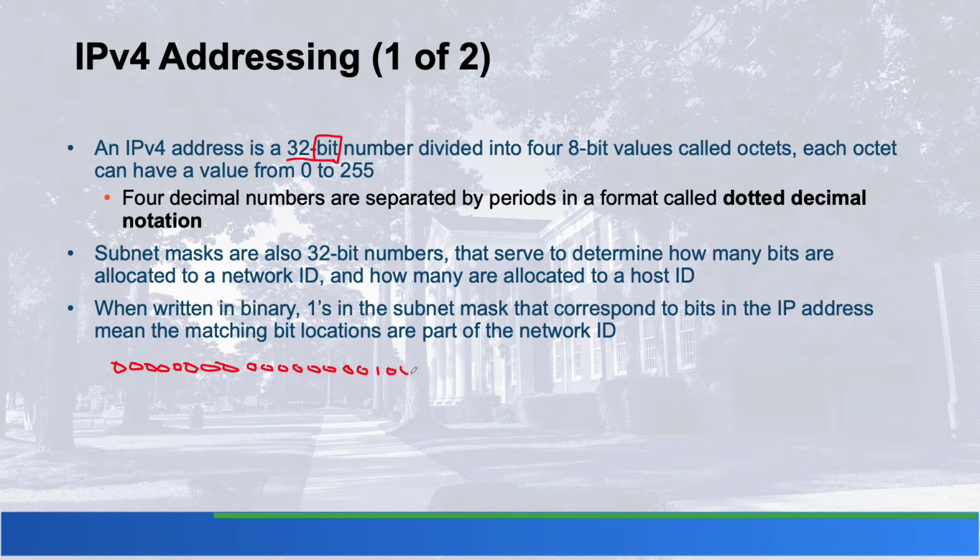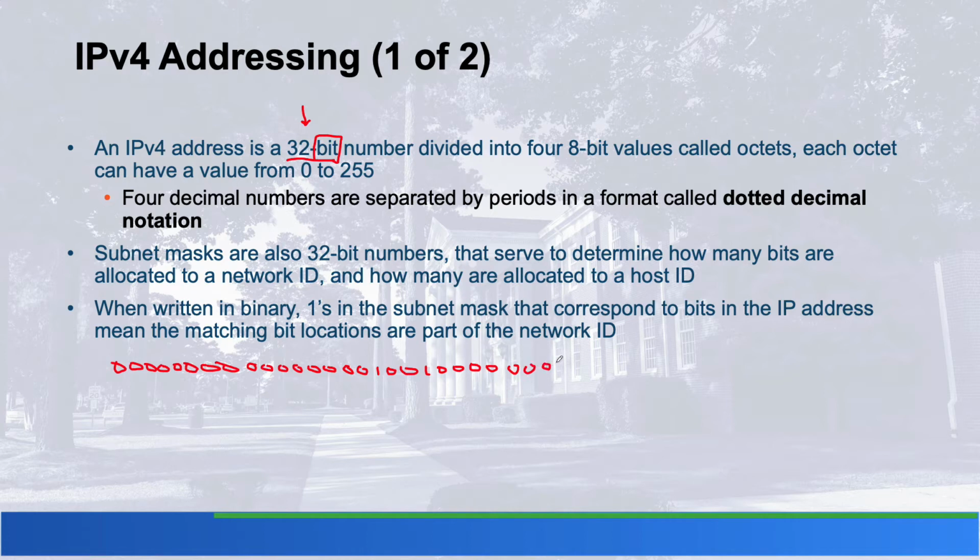2, 3, 4, 5, 6, 7, 8. And then we need 8 more, right? So we have 8, 16, 24, and we said it's 32 bits. So 32 zeros or ones. That's kind of long, isn't it?